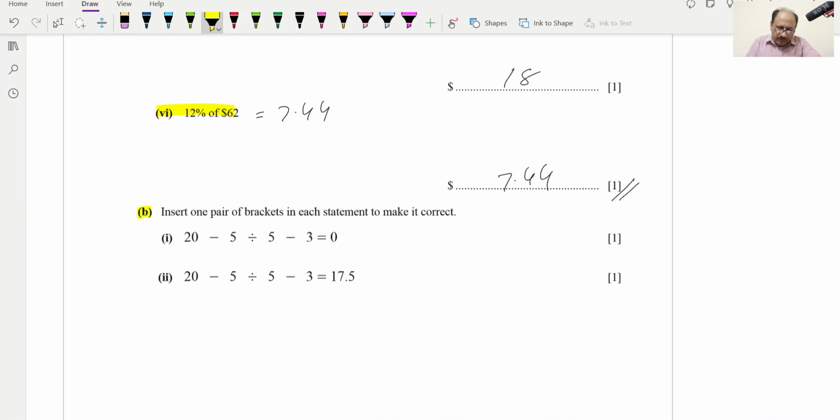And then B part, insert one pair of brackets in each statement to make it correct. If we insert brackets here, it means we will be solving this first. So 20 minus 5 will be 15, 15 divided by 5 will be 3, and 3 minus 3 will be 0. So then this statement will be true. This is a 1 mark part. And the second part, basically we need 17.5. So if we insert brackets over here, and you can check with the help of a calculator also, you will get 17.5. This is also a 1 mark part, which we are done.